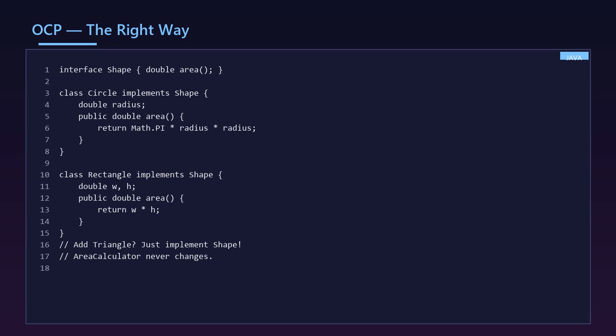Now, the right way. Define a shape interface with an area method. Each shape, circle, rectangle, implements that interface. The area calculator just calls shape.area on whatever it receives. Now, want to add triangle? Just create a new class that implements shape. You never touch area calculator. You never touch circle or rectangle. The existing code is closed for modification, but the system is open for extension. That's the open-closed principle in action.